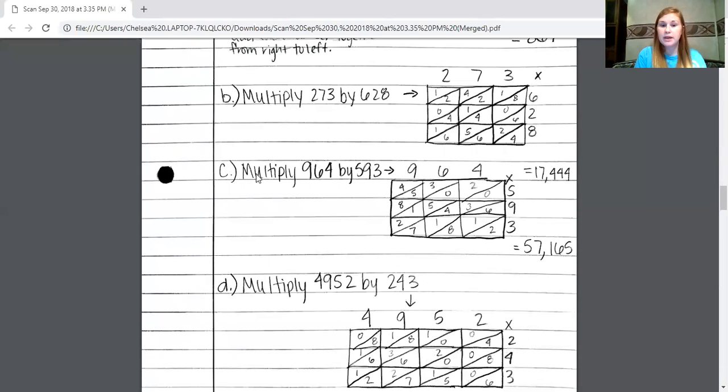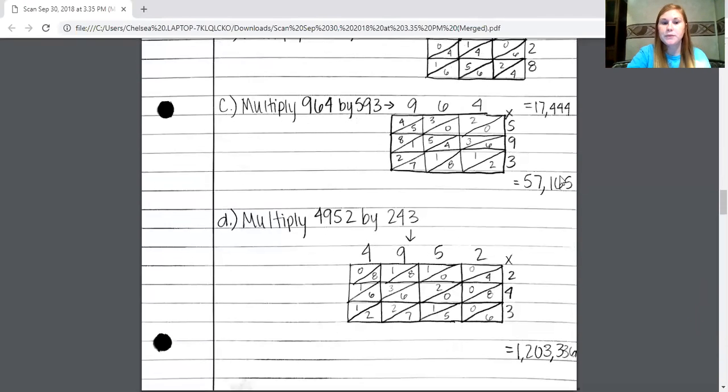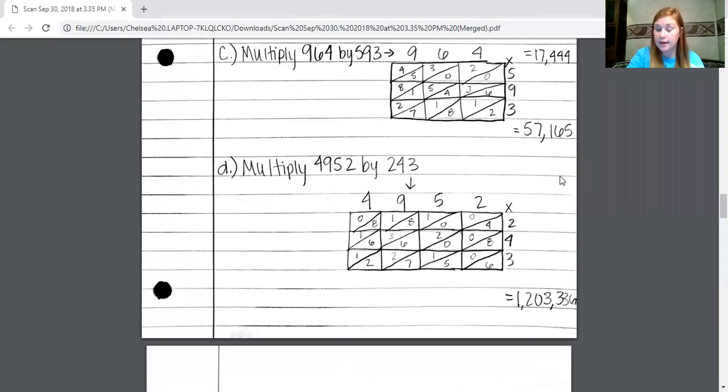So you're going to do the same thing on all the rest of them, except for this one you'll have a 3 by 3, so you'll do 3 by 3 on the squares. And you'll work it the exact same way to come up with the 17,444. Same thing for C. It's going to be 3 by 3, and you'll work it the exact same way.